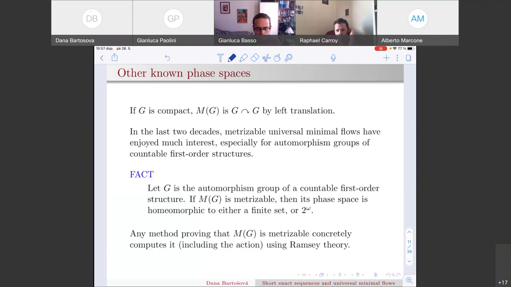But to point out the parallel with discrete groups, if it happens that an automorphism group has a metrizable universal minimal flow, then its phase space has to be either really small, that is finite, or it has to act on the Cantor space.